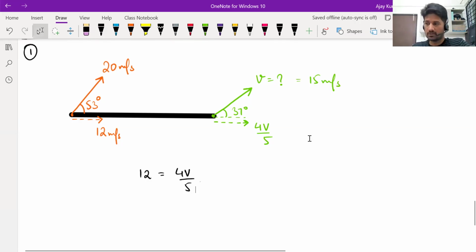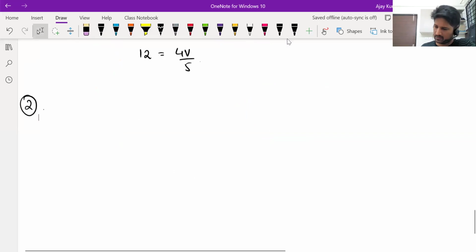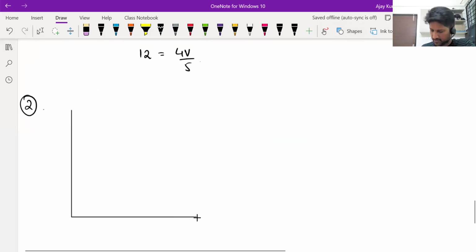So if you know the velocity of one end of a rigid body, or one particle of a rigid body, you can tell a few things about another particle of the rigid body. Okay. Next, this case is quite common actually. There are different ways to solve this problem, but let's use this rigid body idea to solve.